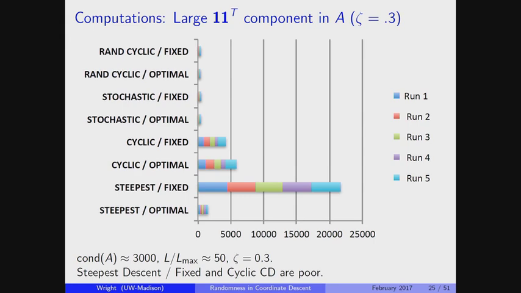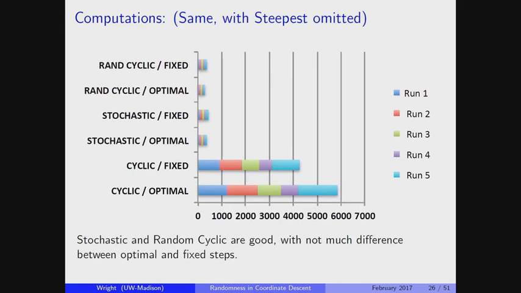So this somewhat accords with what the analysis is telling us, that the cyclic approach is worse by a factor of n, or n to the 1/2, and it also is worse by a factor of L over L max. So we're really starting to see that show up for this specific kind of matrix. We're also starting to see these methods be better than full steepest descent. So if I zoom in, if I leave out the steepest descent, you really do see the difference between the cyclic variant and the random variants.